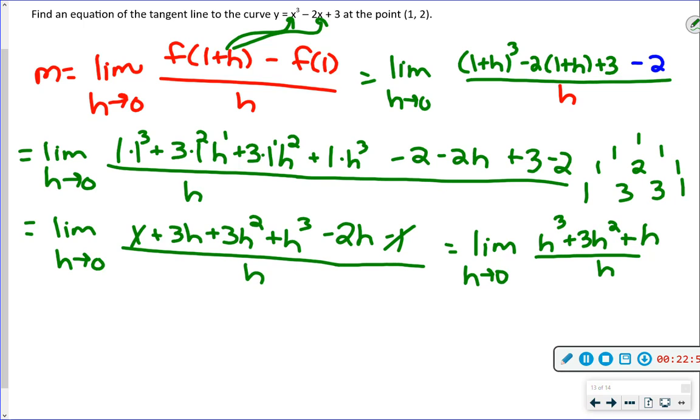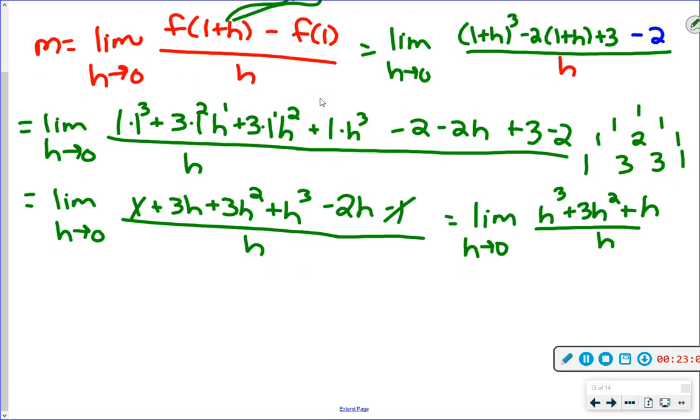I'm going to reduce everything down by h because I still can't do direct substitution. I probably should scroll it up again so I'm not clear at the bottom. All right, just like Alex said, I can't believe those words just came out of my mouth. We're going to take h out of everything. So I'm going to be at h squared plus 3h plus 1 all over h.